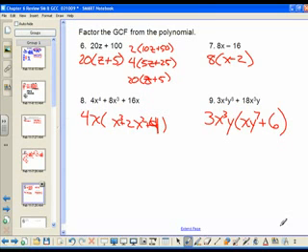All right, questions. Remember, this is the first step in factoring. Taking out anything I can take out right in the beginning.